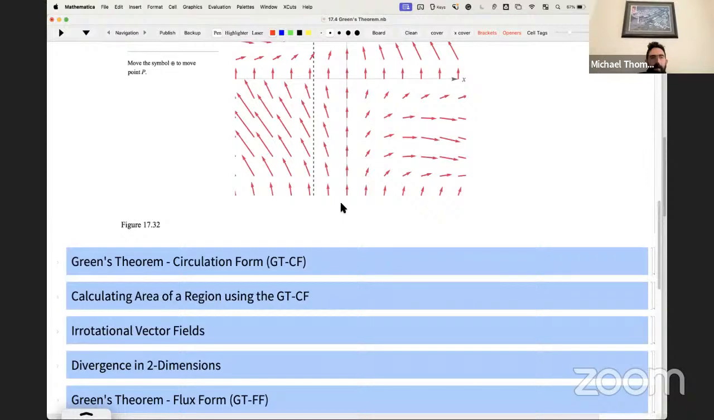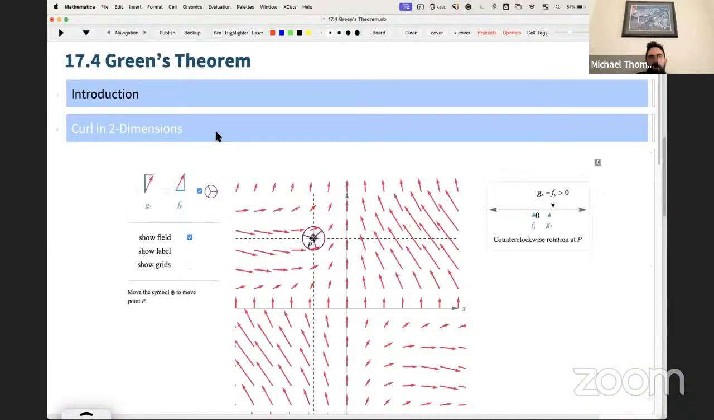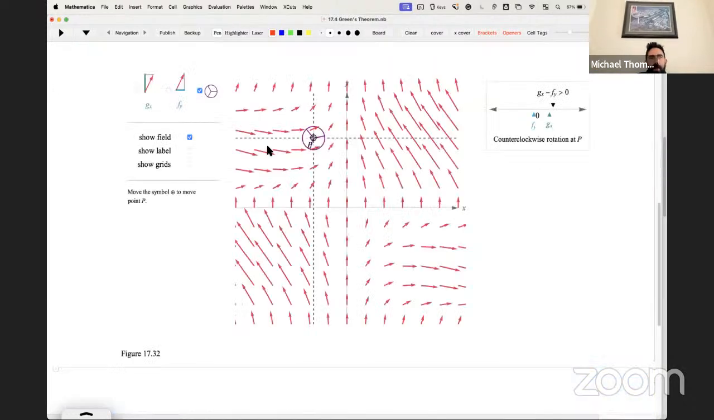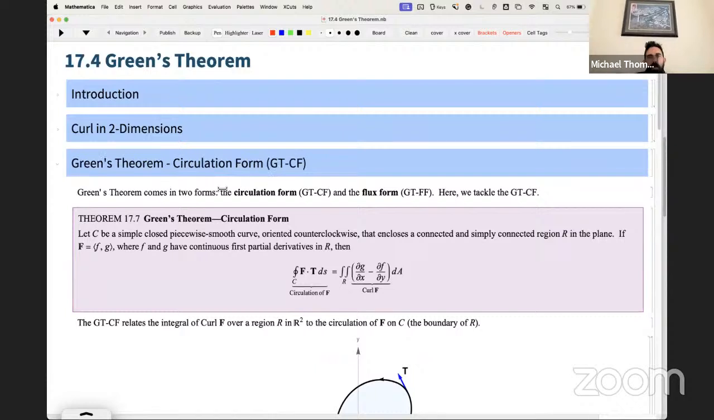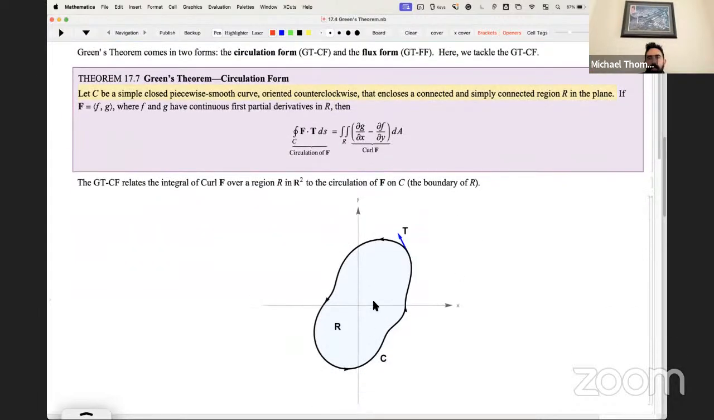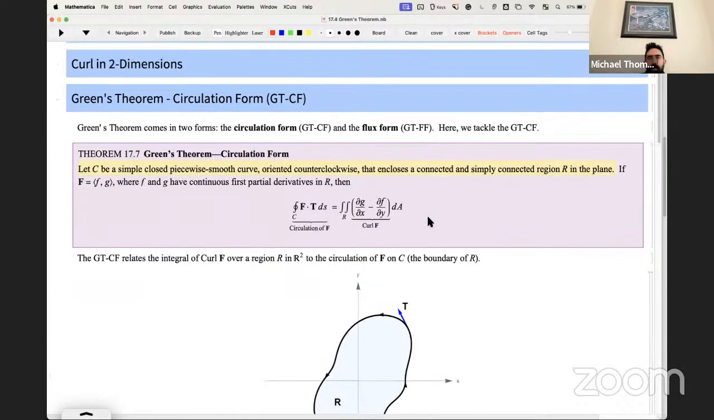We just need to know the curl. All right, so now we're ready for the first form of Green's theorem. Now, this is an extension of the FTC2, and there are two forms, the circulation form and the flux form, and they look very similar. This is the circulation form. The setup is the same, so you can ignore this because we already know that C is a simple closed piecewise smooth curve oriented counterclockwise, enclosing a connected, simply connected region R. So we already know what the picture looks like. It looks like this, oriented counterclockwise.